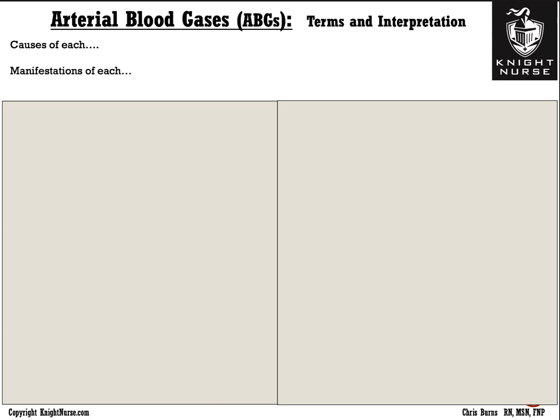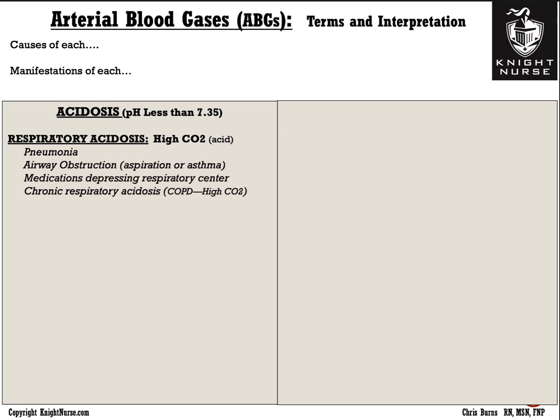So let's talk about causes and manifestations of each type of blood gas problem. So acidosis, which is pH less than 7.35, respiratory acidosis is going to be when you have too much CO2 acid. So what are causes of that? Well, it's all the lung stuff. Pneumonia, airway obstruction, asthma, medications that make people slow down their breathing and they're not blowing off enough CO2, or CO2 retainers, which are the chronic respiratory diseases like COPD, which is emphysema and chronic bronchitis.